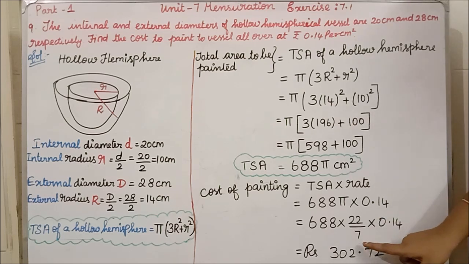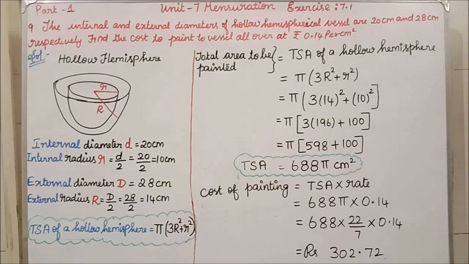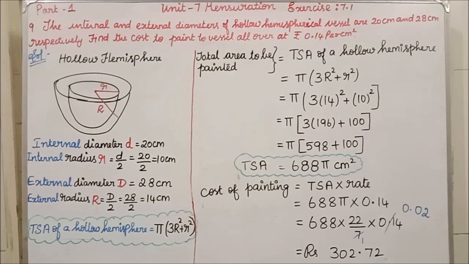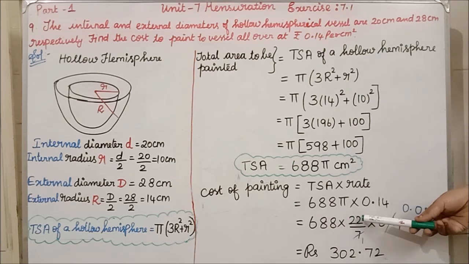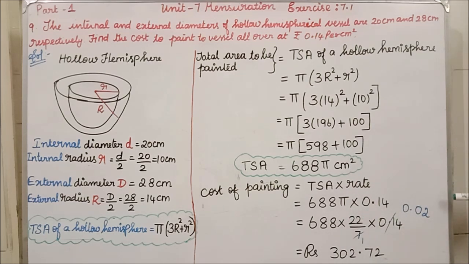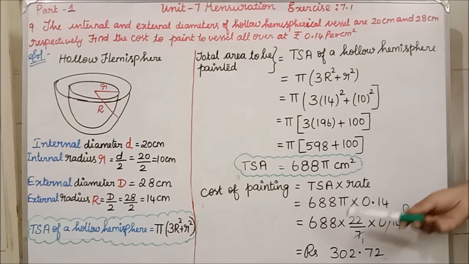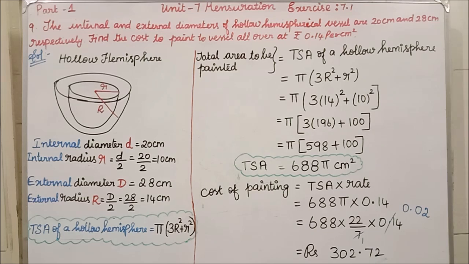See, here 7 is there, here 0.14 is there. So 7 and 0.14 we can cancel. Isn't it? If you cancel, what will we get? 7, if you are cancelling 0.14, we will get 0.02. So 688 into 22 into 0.02, if you multiply, we will get 302.72. That is the cost of painting.